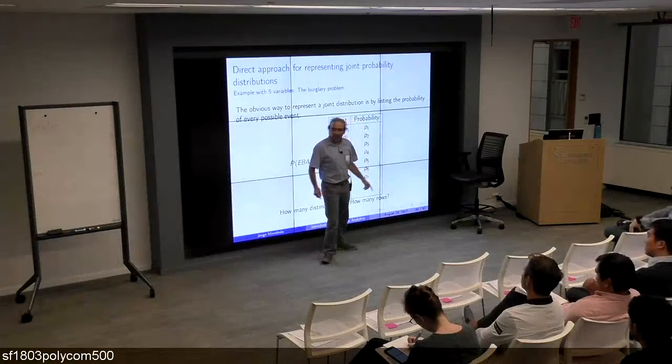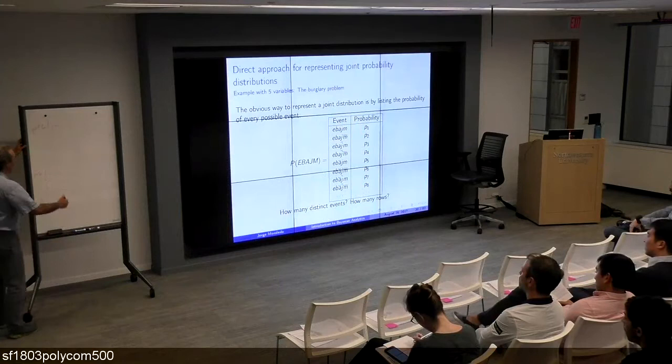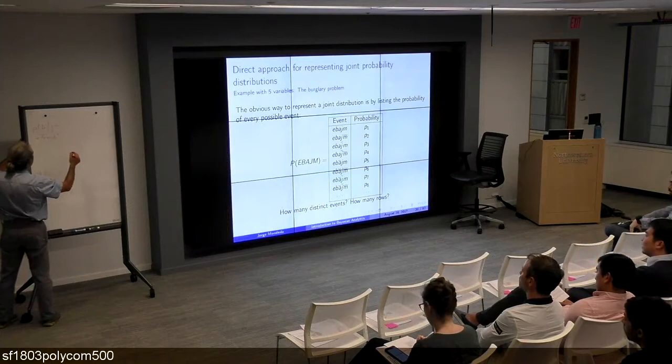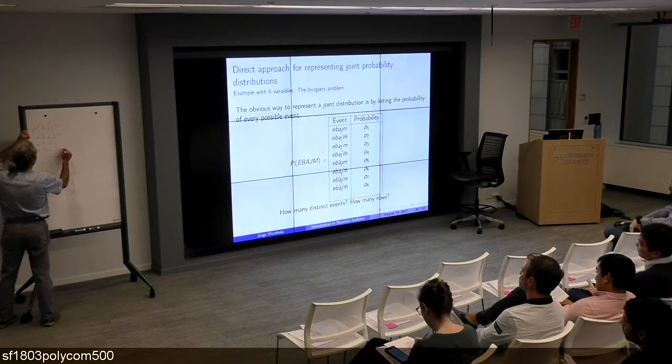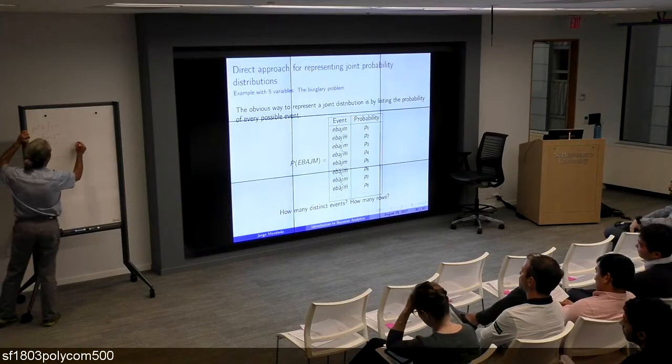What is my numerator? How many are there in my numerator? I'm going to start writing them. That's right, I'm going to have 4 of them where the B is also on: E, B, A, John and Mary call; E, B, not A, John and Mary call; not E, B, A, John and Mary call; not E, B, not A, John and Mary call. I'm going to add these 4 and divide by the 8.